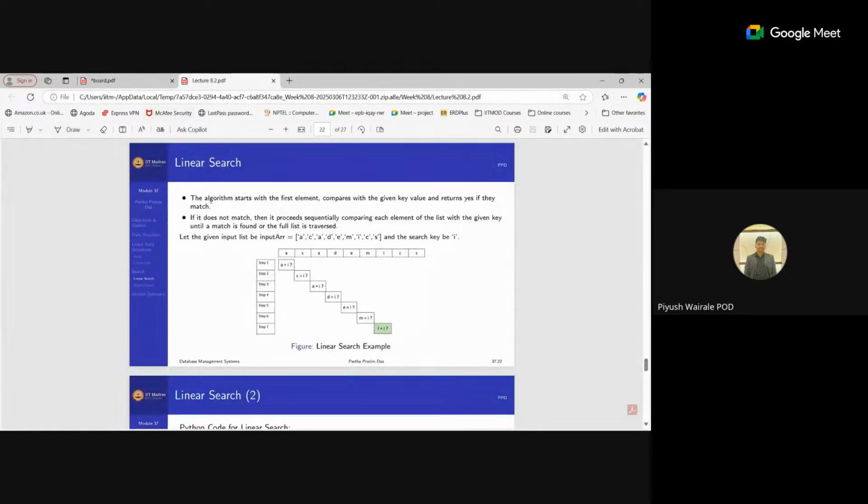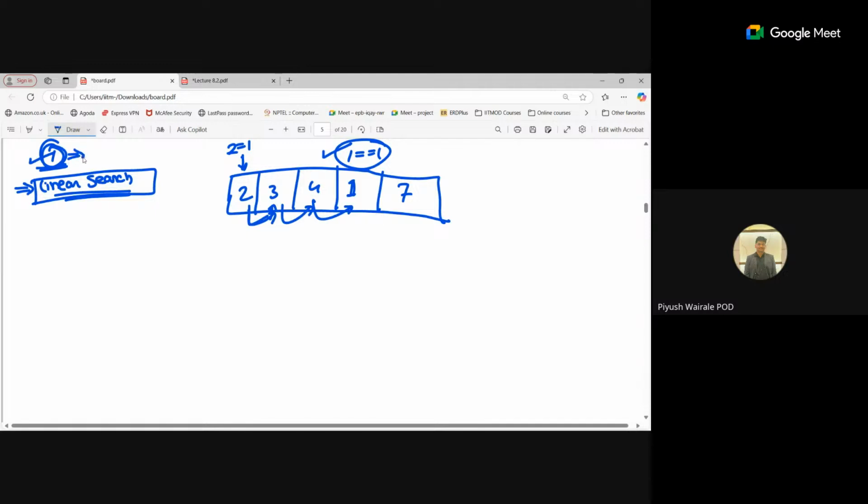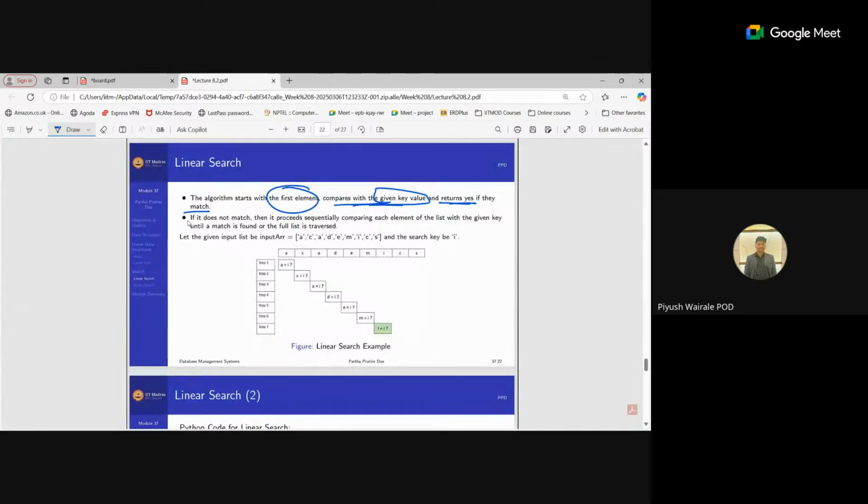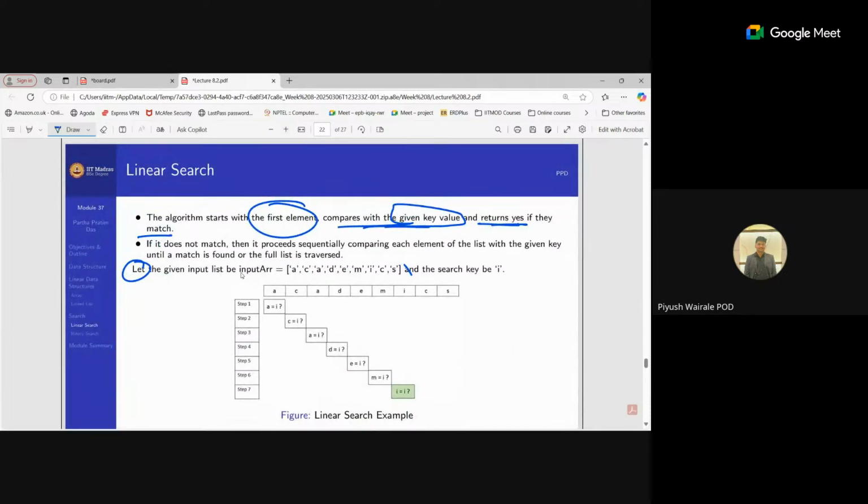You can see here the algorithm starts with the first element, compares it with the given key value, and returns true if they match. Our key value is 1 in this case, and we compare this key value with each and every element in linear search. This is how we do a search with the linear search algorithm. Here you can see what we discussed in the lecture. Same example: we have the input array. Just one minute.